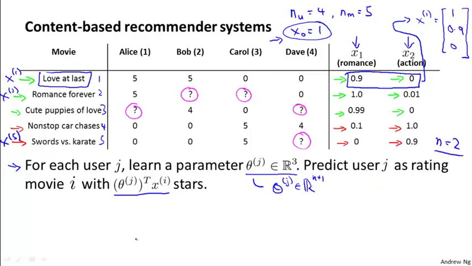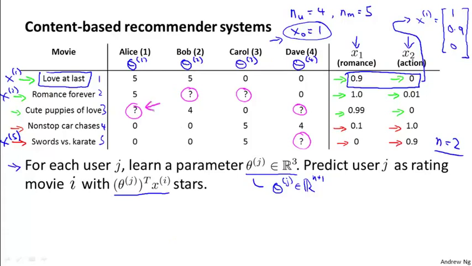So let's take a specific example. Let's take user 1. That would be Alice, and associated with Alice would be some parameter vector theta^1. And our second user, Bob, will be associated with a different parameter vector theta^2. Carol will be associated with a different parameter vector theta^3, and Dave a different parameter vector theta^4.